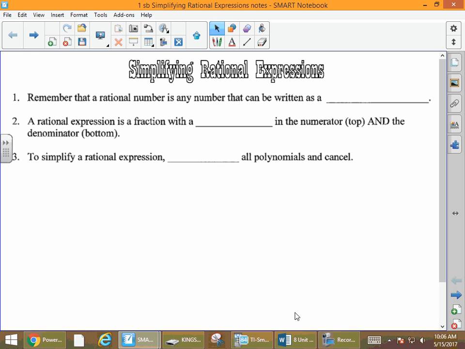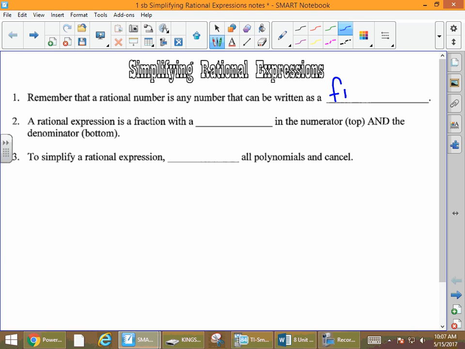To simplify rational expressions, the first thing we need to look at is, what is a rational expression? If we start, first of all, with the rational number, what is a rational number? Well, a rational number is any number that can be written as a fraction.